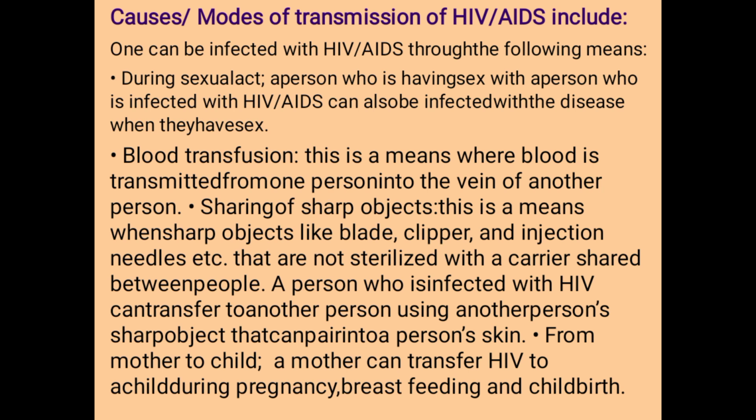That is using things like razor blades, clippers, injections or needles that are not sterilized, with a carrier sharing them with others. A person who is infected with HIV can transfer it to another person through the sharp object. It can also be from mother to child. A mother can transfer HIV to a child during pregnancy, breastfeeding, and childbirth.